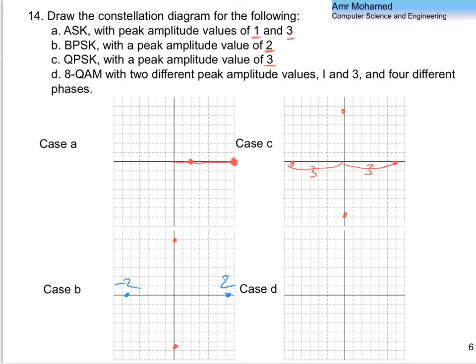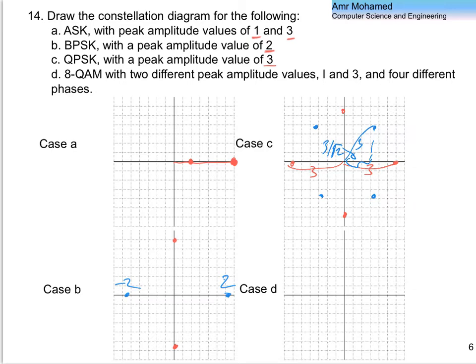Or another way of doing this is by using the 45 degrees. So in that case, this is 3. This is 3, which means, what is this? This is the 3 divided by square root of 2. So it's not 3. Remember, the amplitude is always from 0, from the origin. So this is for QPSK. So we have 4 symbols, and that's how it looks like.